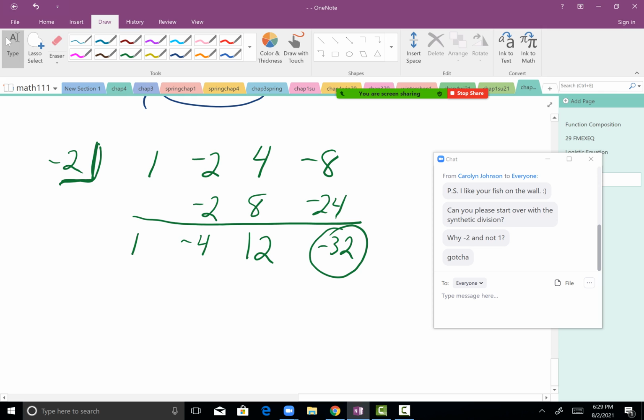Now what we're going to find out later on here is that the remainders are actually going to tell us something. Okay, so they're going to be kind of important. So remember, we started with a third degree, so it's going to be 1x squared minus 4x plus 12. That's these numbers right here. And the remainder, like I said, is just going to be negative 32. So I'm just going to write that over here. All right.